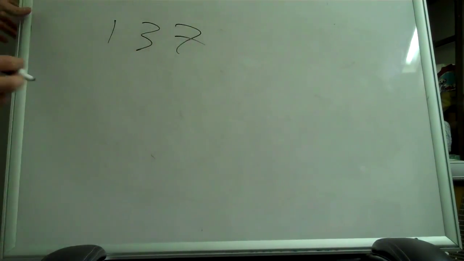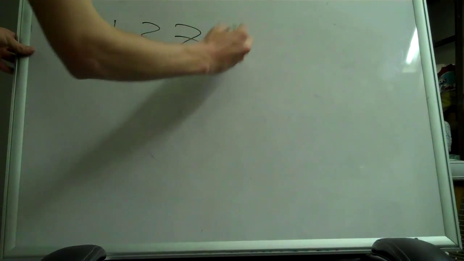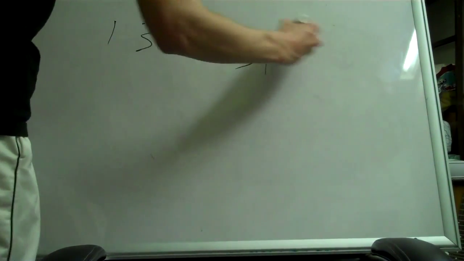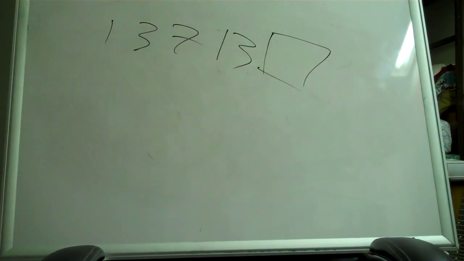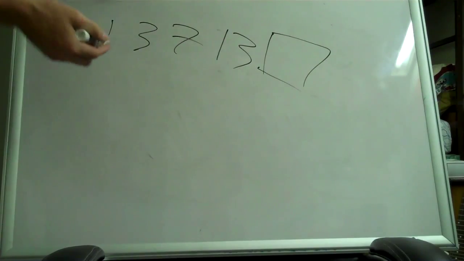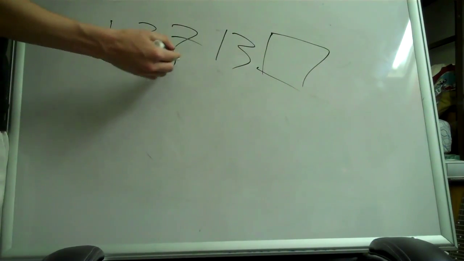Okay, so next, determine the missing number: 1, 3, 7, 13, 21. 1, 3, 7, 13. Oh, I just said the answer. Okay, whatever. Basically what I look for first is any patterns between the differences of these numbers. That's usually the pattern.